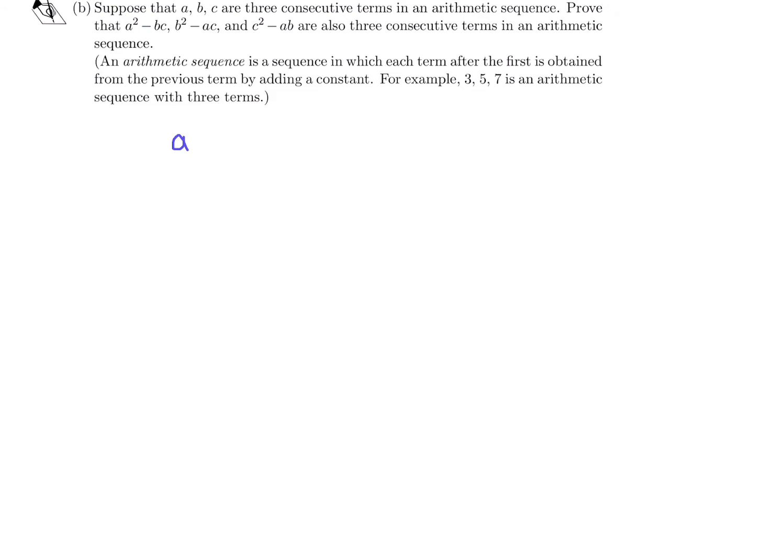Now, an arithmetic sequence is of the form a, a plus d, a plus 2d, a plus 3d, a plus 4d, and so on, right? You get the point. Like that. This is what is known as an arithmetic sequence. There's geometric sequence also, but we don't need to worry about that.